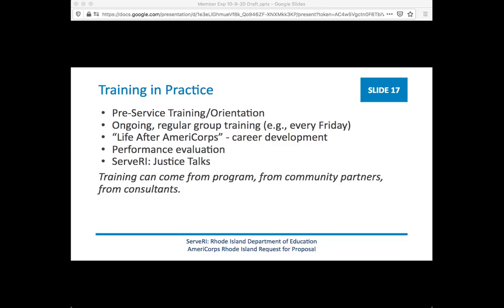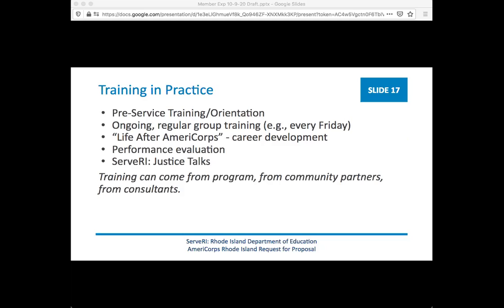And then we talked about reflection being a really key part of the member experience. We hope that you will do that some on your own, but Serve Rhode Island also offers an annual program called Justice Talks that supports that.